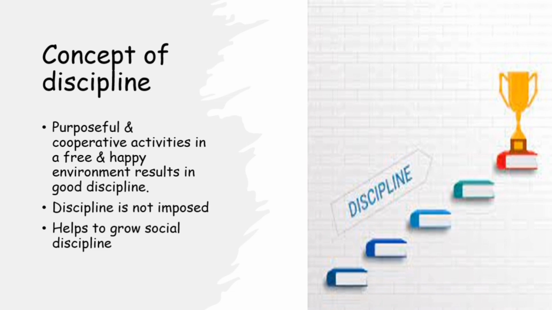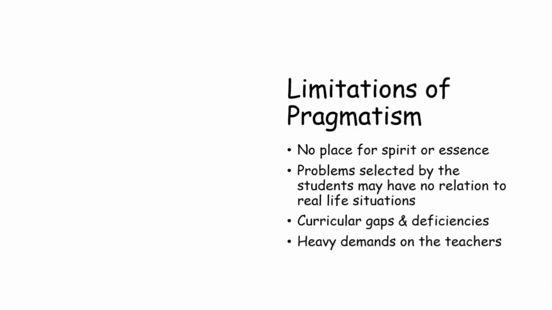Next are the limitations of pragmatism. Pragmatism also has its own limitations. First one is no place for spirit or essence. There is no place for spirit or essence here. Pragmatism ignores any pre-existing spiritual values, past or the life of the past. It only focuses on the present and the future. But sometimes the past plays an important role in our learning process. So this is a limitation.